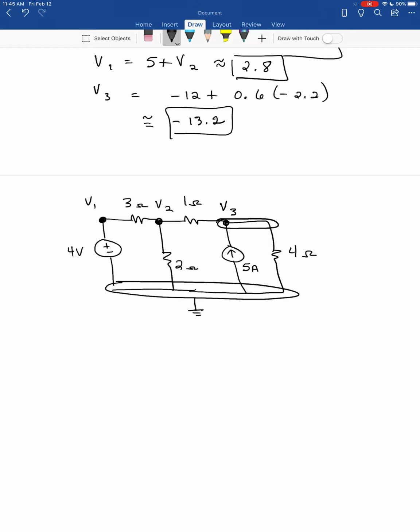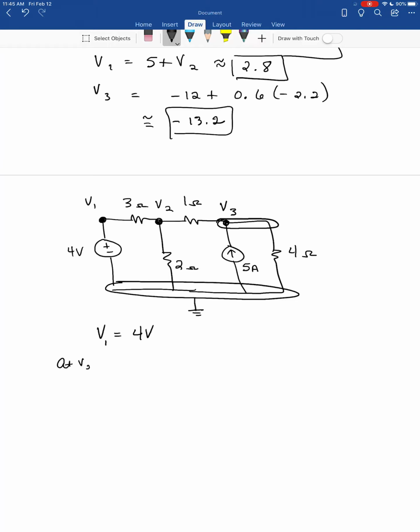V1 is what your textbook author would refer to as a non-essential node, because by inspection you know that V1 is 4 volts. But I like to see you go ahead and label the node and write down this particular equation. I think beginners, that's a little easier. Now we're going to need 2 node equations. We need one at V2 and one at V3.